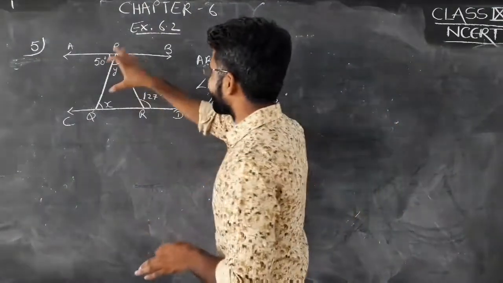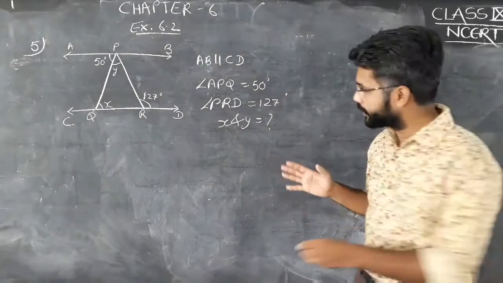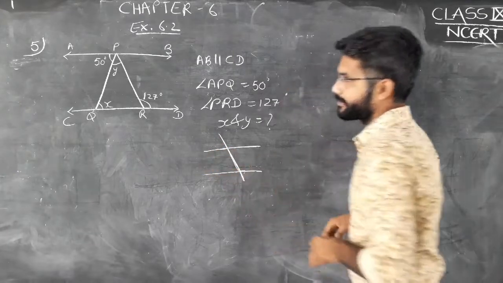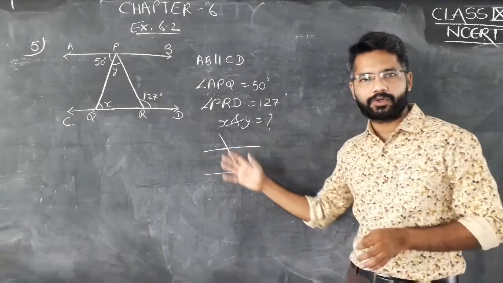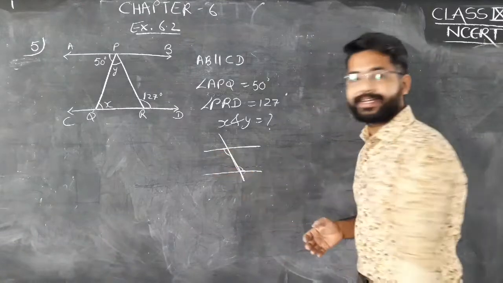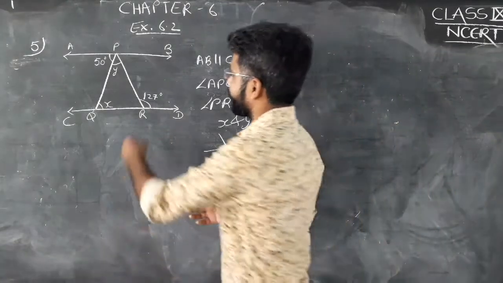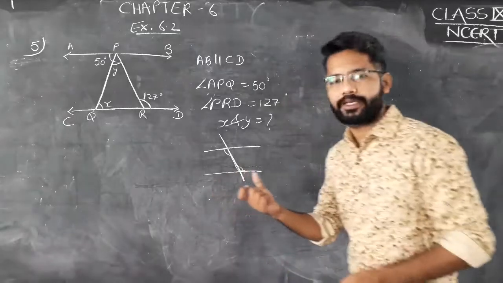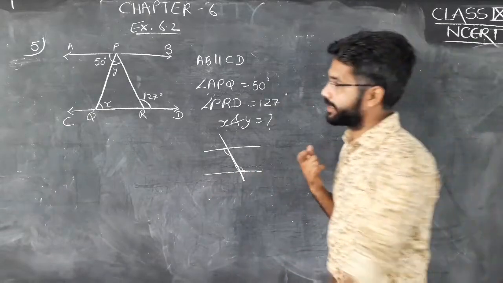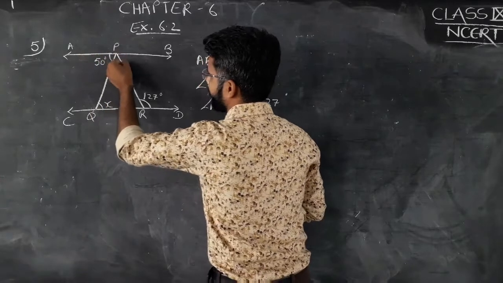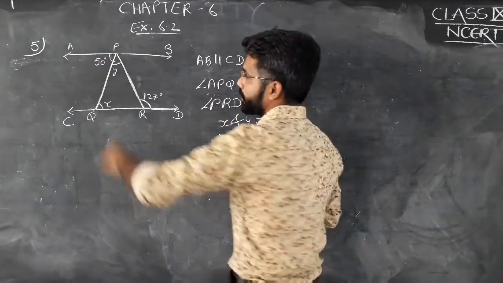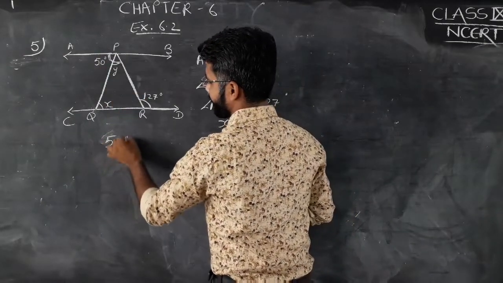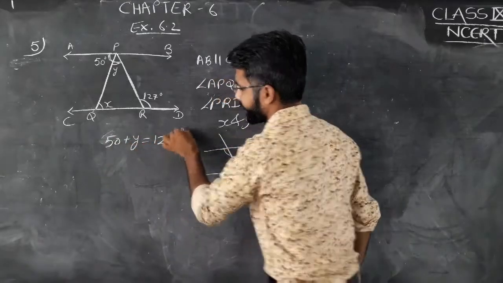As they have given that AB and CD are parallel, we know that when two lines are parallel, a Z can be formed. So two parallel lines, the exact form of that is called alternate interior angles. Here we have this 127 and 50 plus y together will be equal because they are alternate interior angles. The Z goes from A to B, P to R and R to D. So these two angles and 127 both will be equal. So 50 plus y will be equal to 127 degrees.